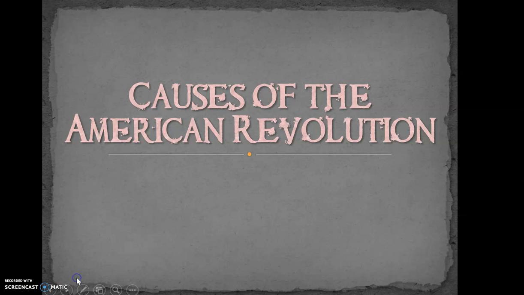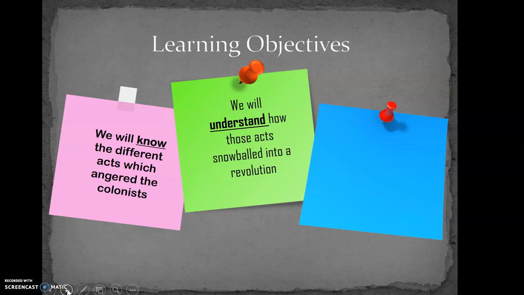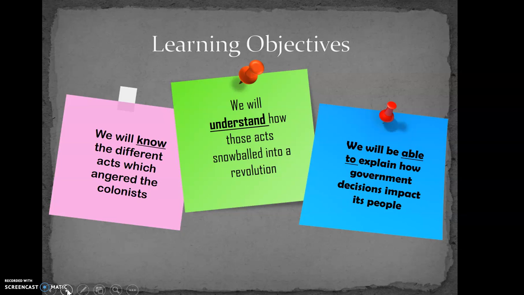We have three learning objectives. The first being, we will know the different acts which angered the colonists. We will understand how those acts snowballed into the revolution. And lastly, we will be able to explain how government decisions impact its people.